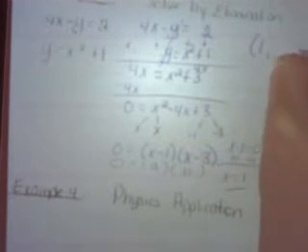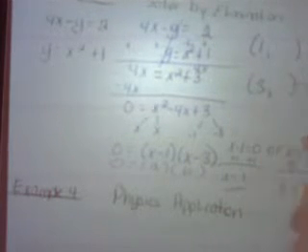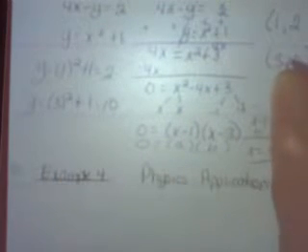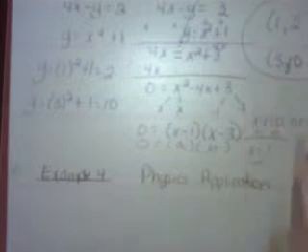So I have 2 points right now. X is 1, x is 3. How do I find my y? I know that y equals x squared plus 1. So my first solution, I'll say x is 1, so I would have y equals 1 squared plus 1, which gives me 2, so my y is 2. Second solution, I'm going to have y equals 3 squared plus 1, which gives me 10. There's 2 solutions to this system.